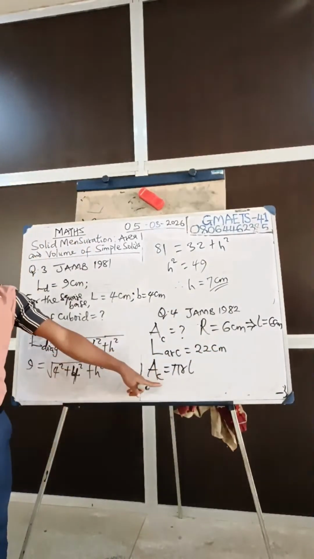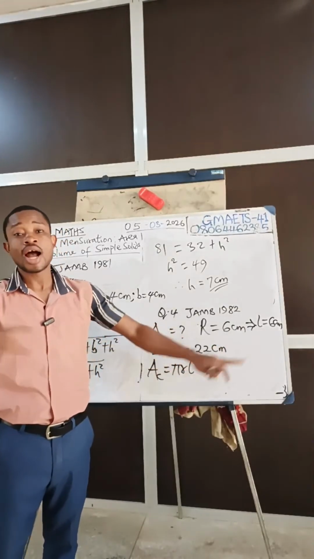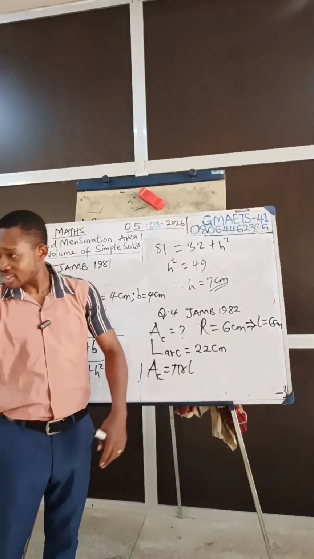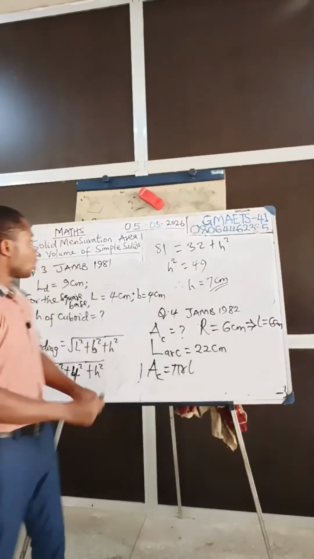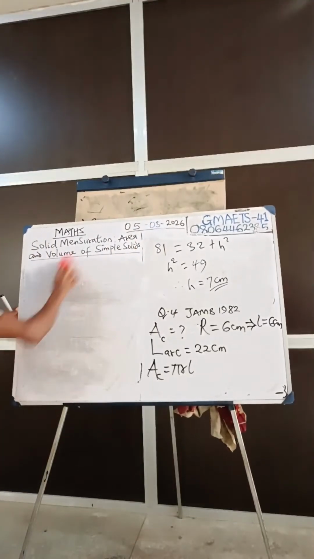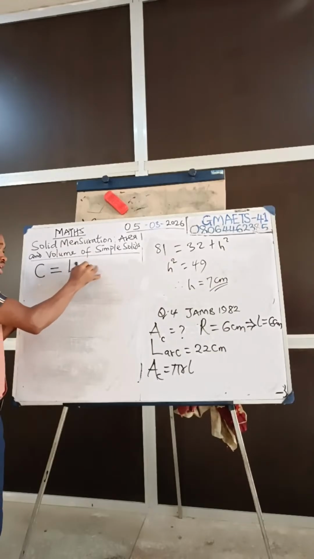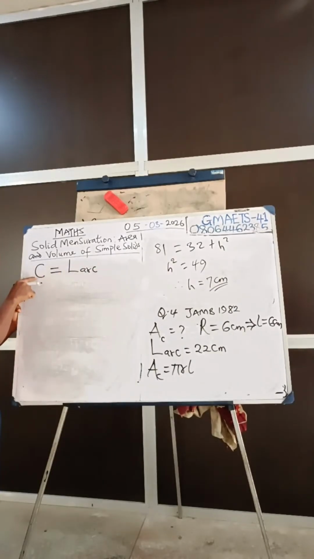They gave us the length of the arc. So all we have to do is to make this equal to the circumference of a circle, and get our radius of that circular base there. Are you getting me right? So let's do that. Now, we know that the circumference of the circle, capital C, which is the perimeter or the length of the circle, will be equal to the length of the arc. Are we together? The circumference of the circular base of the cone.